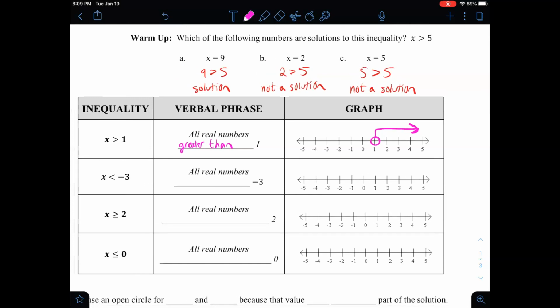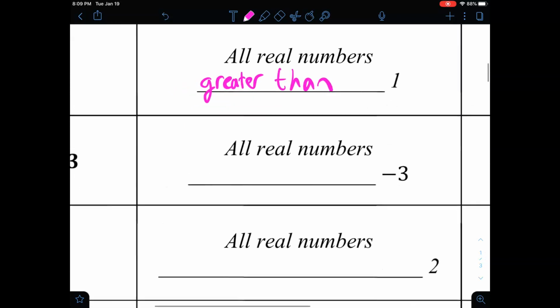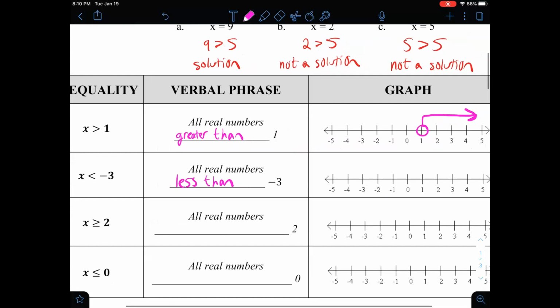Okay? What about x is less than negative 3? We have all real numbers less than negative 3. Well, I'm going to put an open circle on negative 3. Now, which numbers are less than negative 3? To the left of negative 3 or to the right of negative 3? Well, less than is going to go to the left, so we're going to go like this.